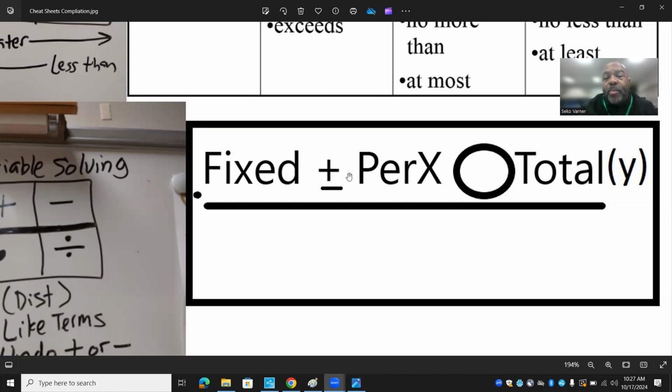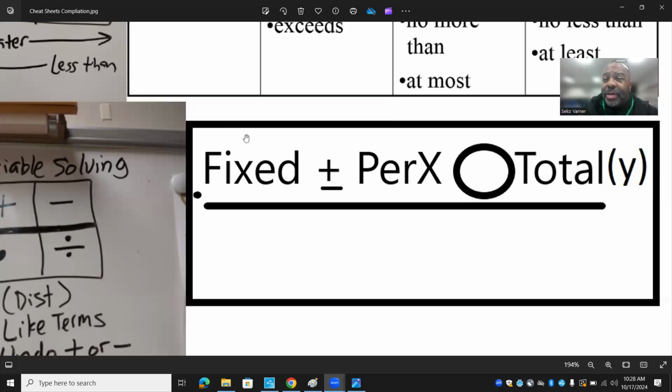So the per number, like if I said it was $5 per person or $10 each cupcake, that's the per number. The total number is going to be the amount that a person totally has. So if I go to the market and I only have $20, then my total number is going to be $20. And the fixed number, that would be the number that doesn't change.